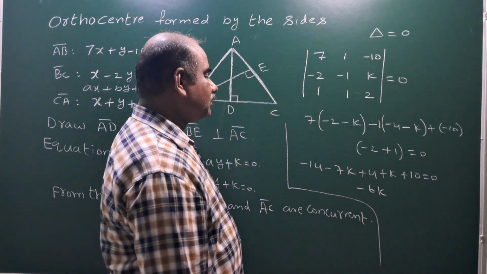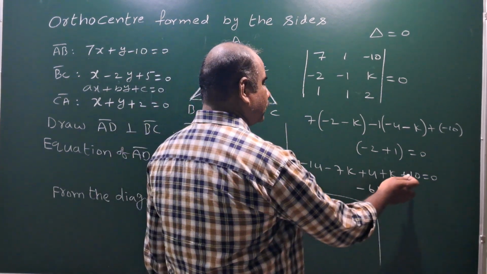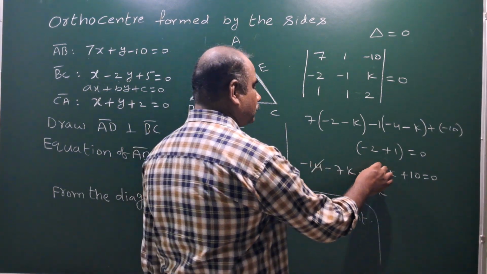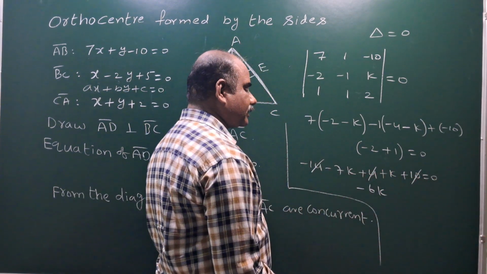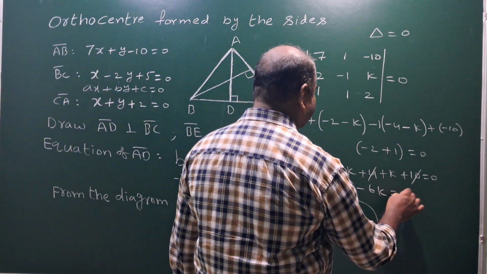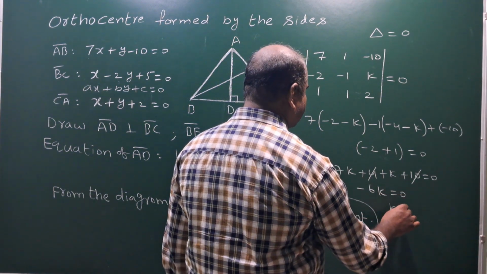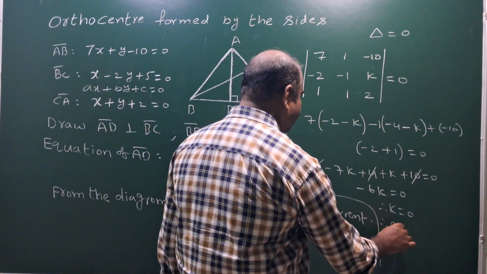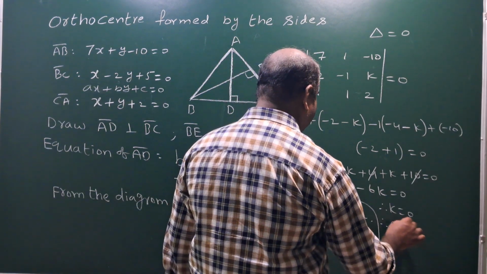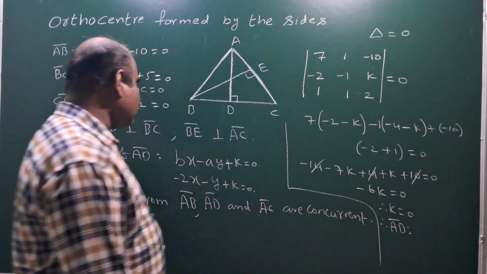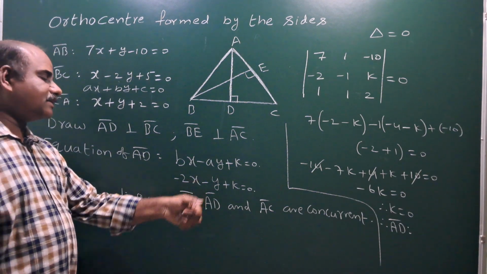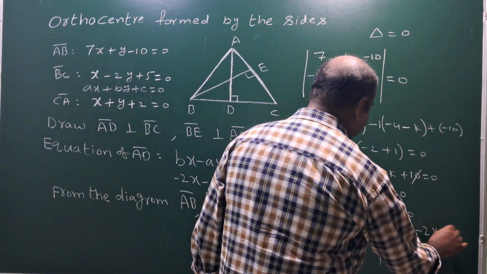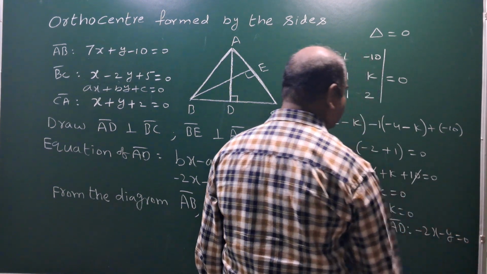The constant terms are like this: 10 plus 4, 14 plus 14 and minus 14. So all the constants are cancelled. So we get minus 6k is equal to 0. That means the value of k is 0. Therefore, the equation of AD is minus 2x minus y is equal to 0.